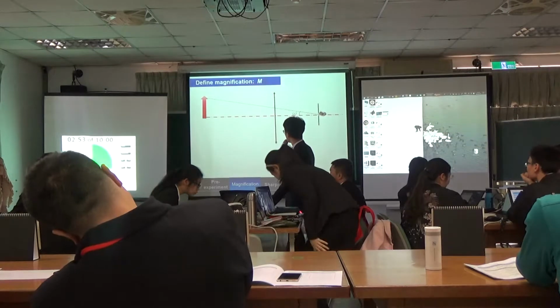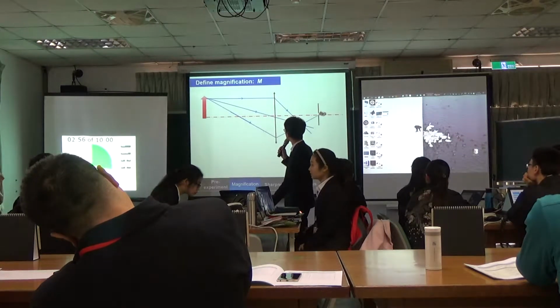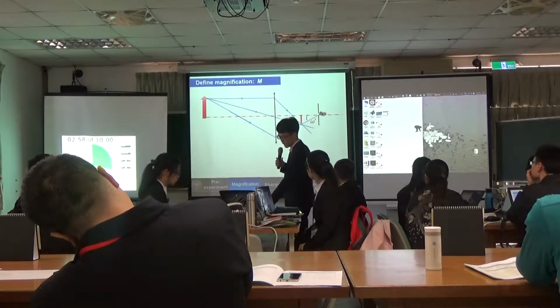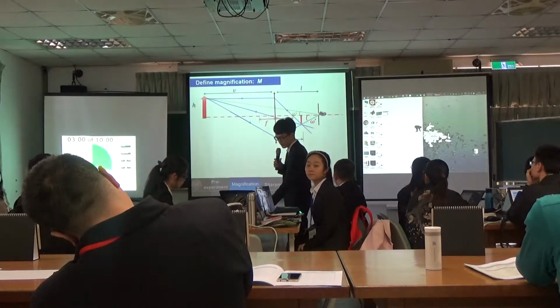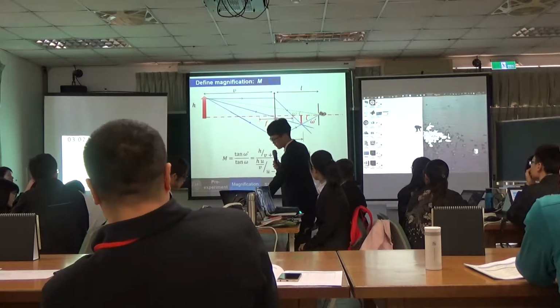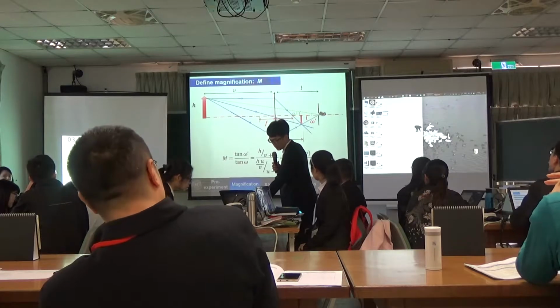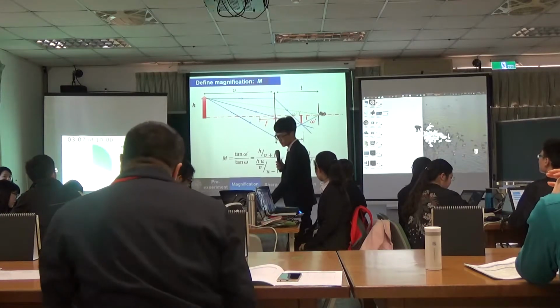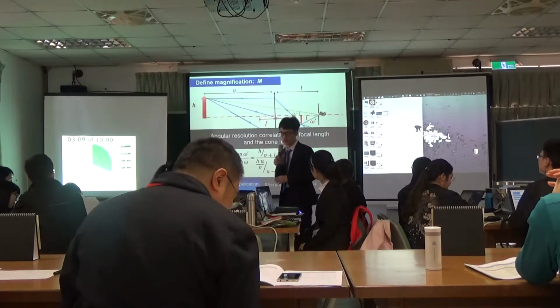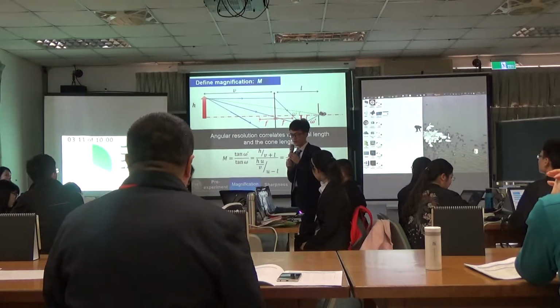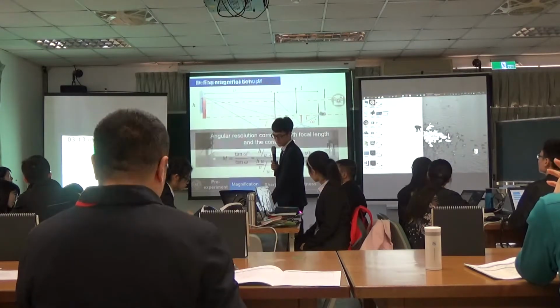Magnification could be defined as the ratio of the angle seen through the instrument to the angle seen by the naked eye, and could be written like this. We could say that M only correlates with the focal length and the cone length.